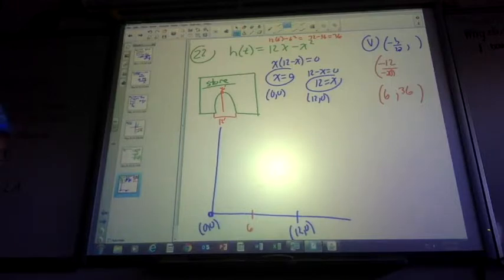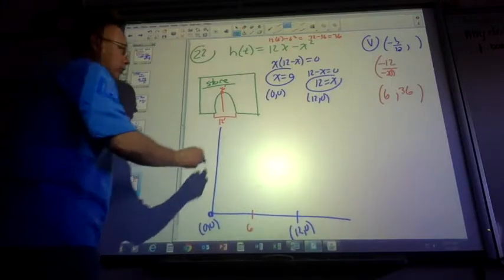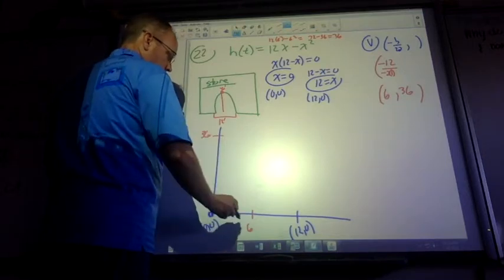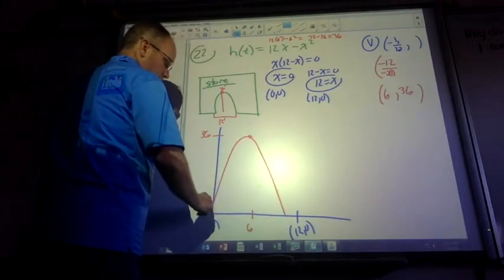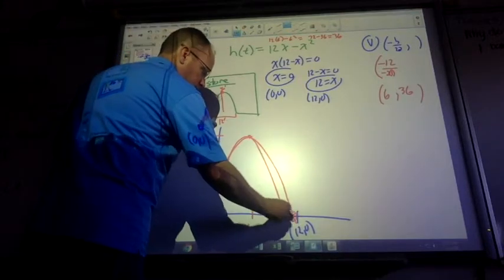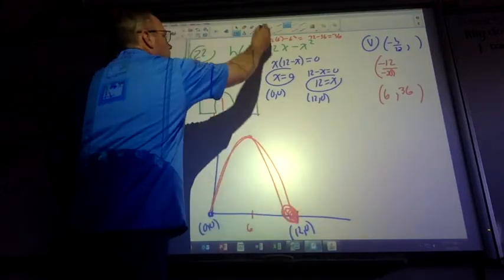Sketch the graph. Got it? I guess we could do this. 36. Oops. Make the dot bigger.